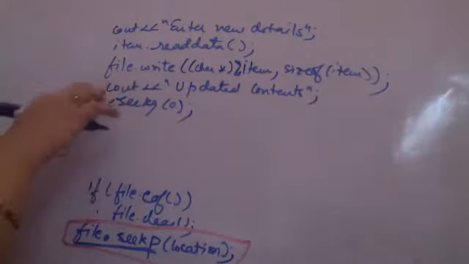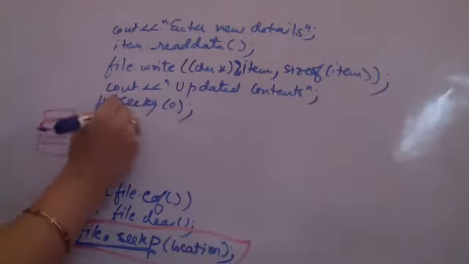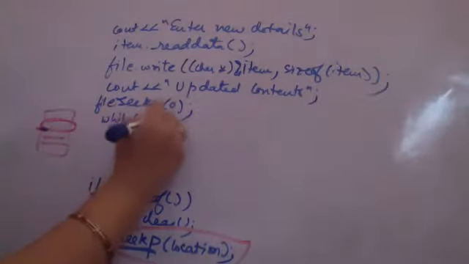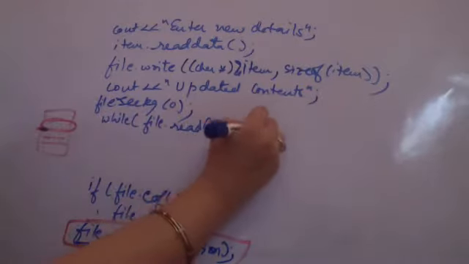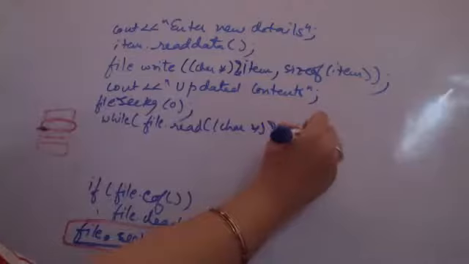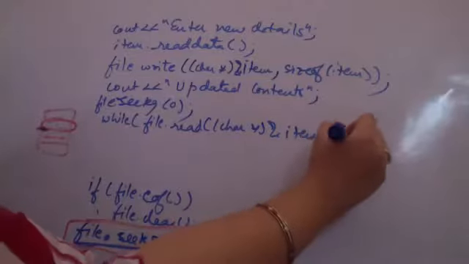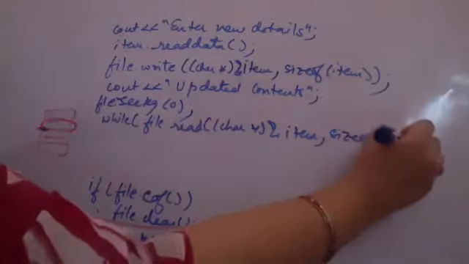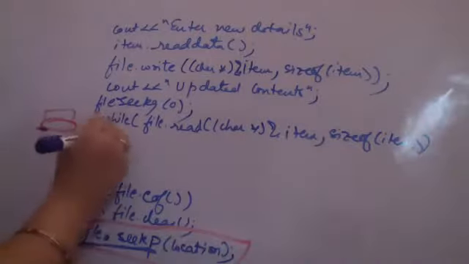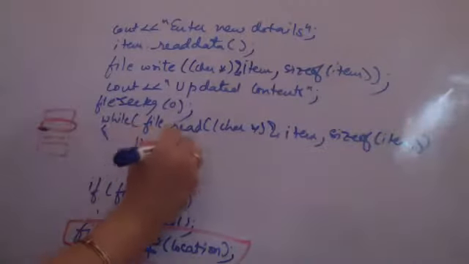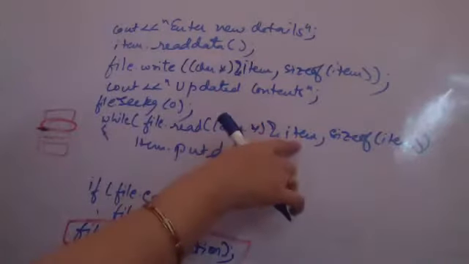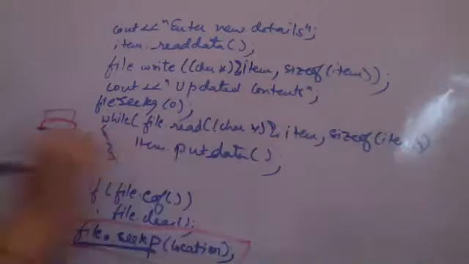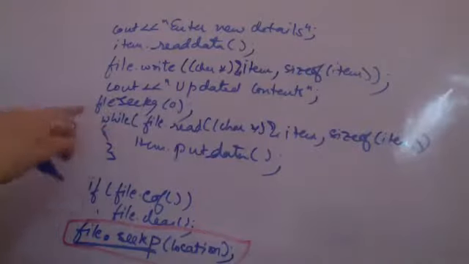After taking the eyes to the beginning, again you are doing the same thing. While file.read, क्या read करना है मुझे? I have to read one single item. So I am passing the size of one single item. At a time एक ही item read करना है मुझे. While this is happening, item.put_data. Whatever is read from the file into this item, display it on the screen. जब तक कोई भी item है, it will continue.